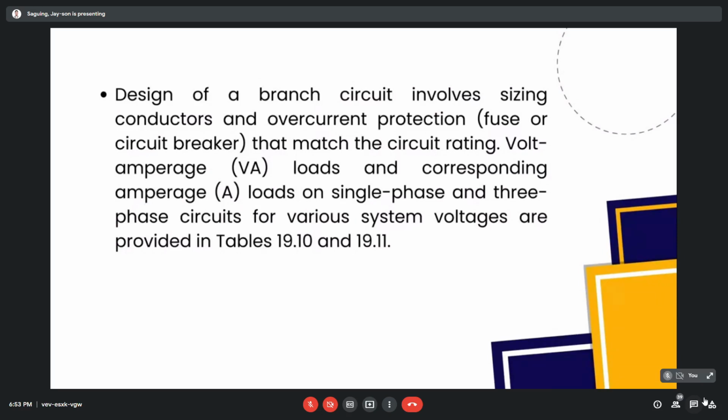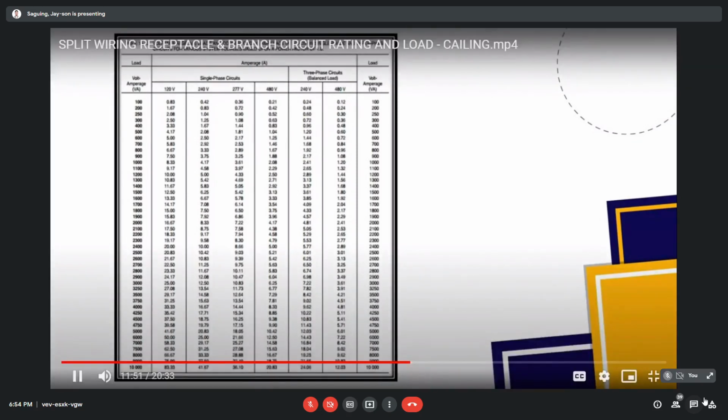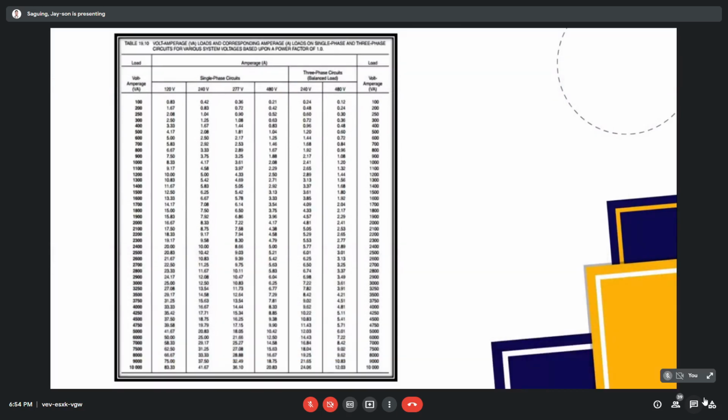So first nato i-discuss diri ang table 19.10. So diri sa table 19.10 makita nato diri ang volt amperage loads and corresponding amperage loads on single phase and three-phase circuits for various system voltages based upon a power factor of 1.0. So it is divided into three parts, naa ang load sa first column, amperage sa middle, and load also for the last column. So under sa amperage naa ang mga voltage ratings diri for single phase circuits, and under sa three-phase circuits naa pod ang mga voltage ratings.